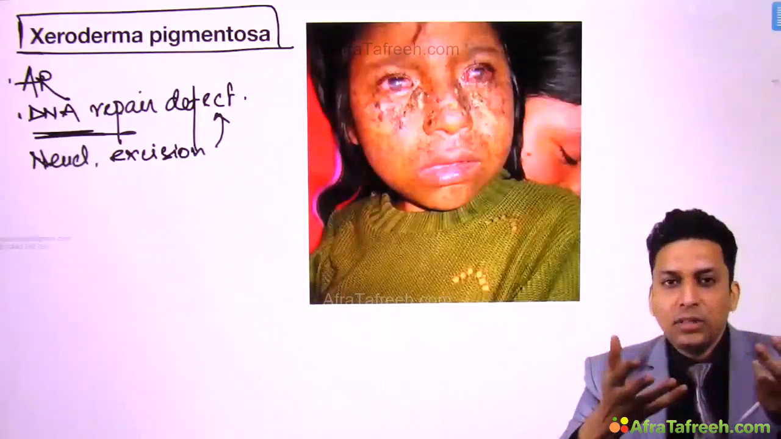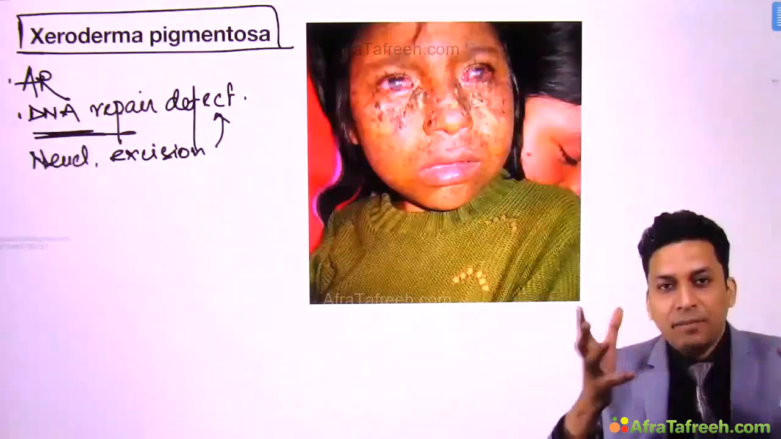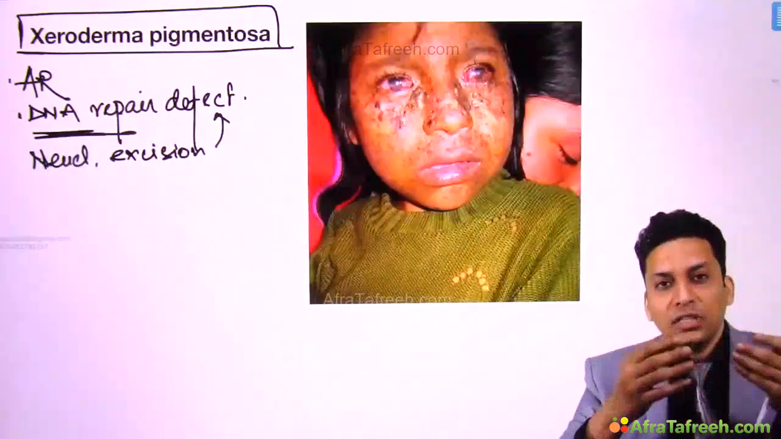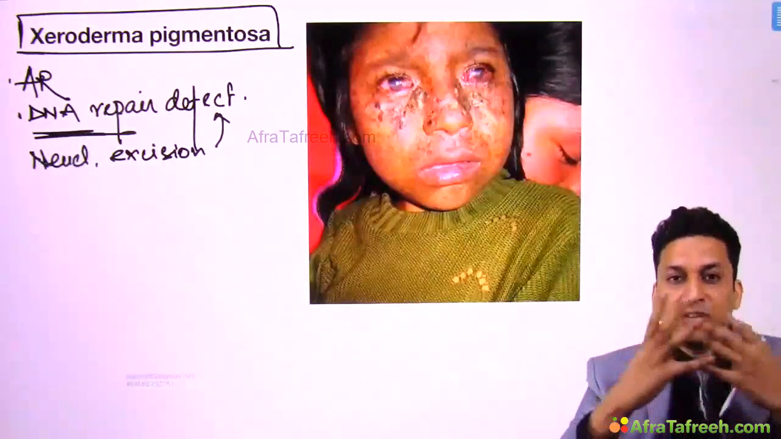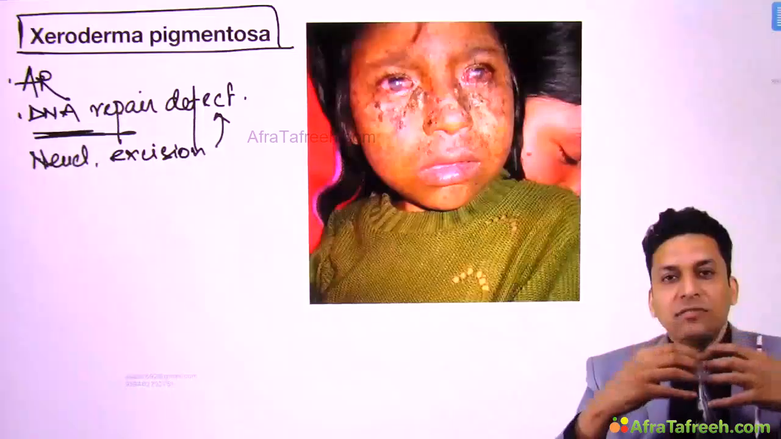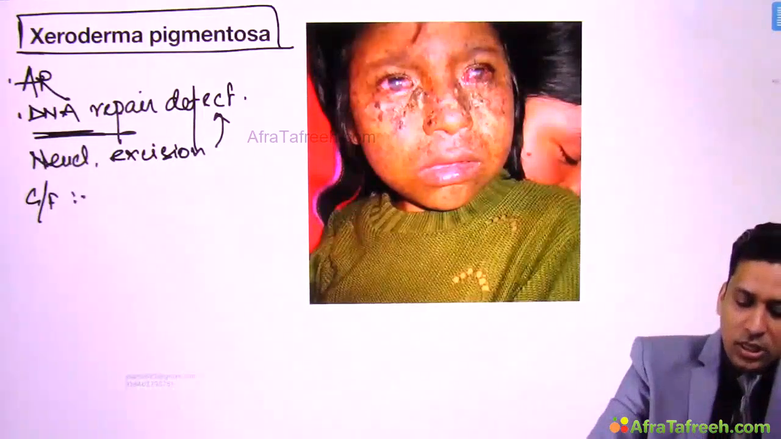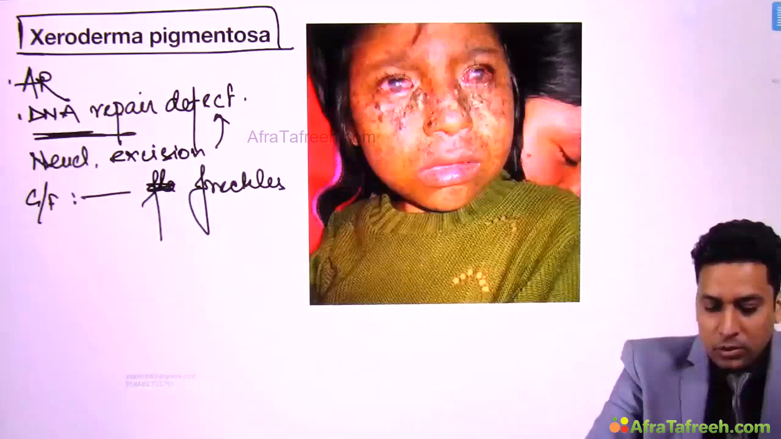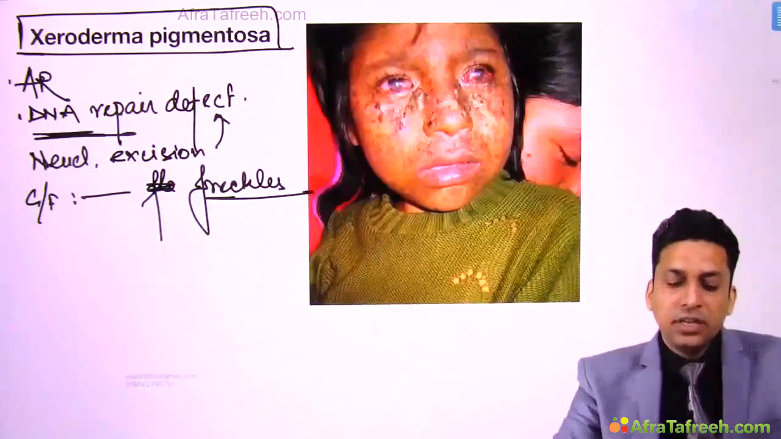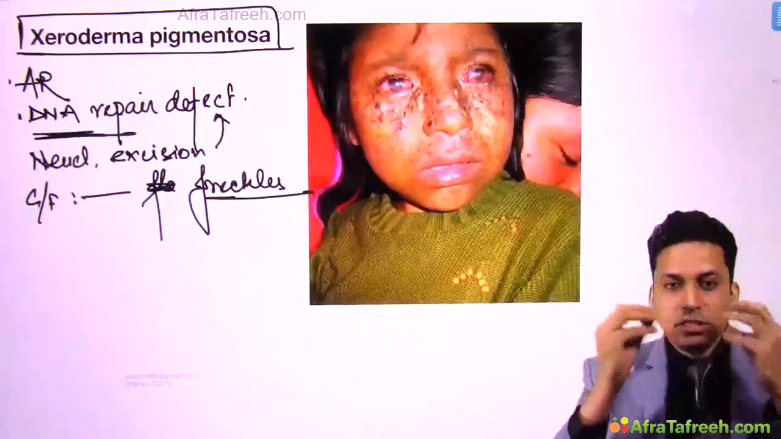Then again they go out in the sun, again some damage occurs, it does not get repaired. So what happens? There is cumulative damage. Okay, so whenever they go out in the sun due to UV radiation over their exposed areas, like in this patient you can see over the face, what is happening? Patient started developing lesions. So clinical presentation, initially in the form of freckles. So initially patient develops freckles. Okay, so initially freckles start developing, that is hyperpigmented macules which start developing.